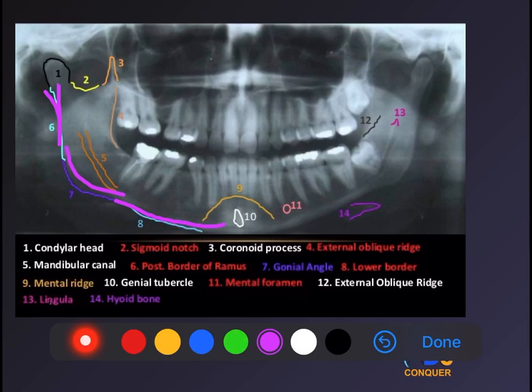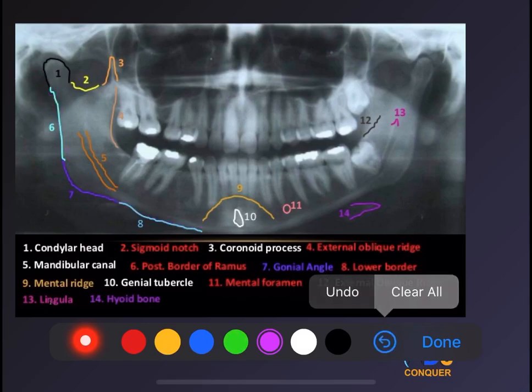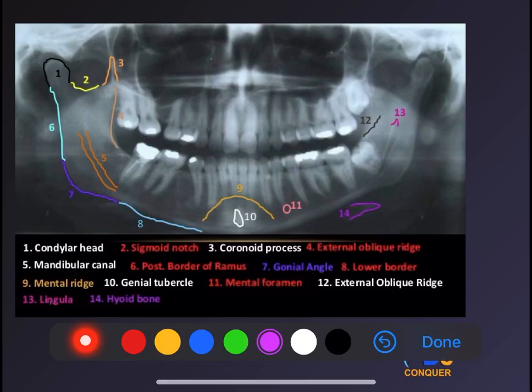Now 9 is the mental ridge. So all these we are aware of. What is important in this particular OPG is the mental ridge, which is seen in the anterior part of the mandible, and the 10, which is the genial tubercle. So 9 and 10 are important in this OPG.